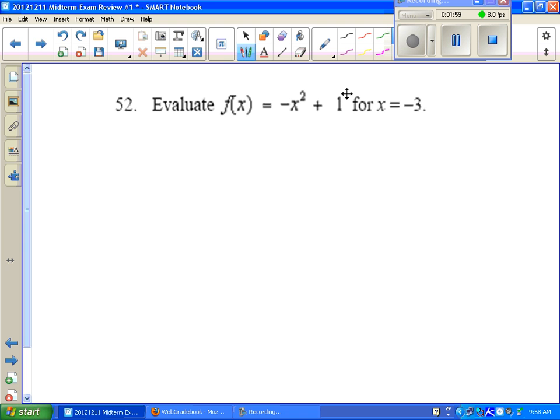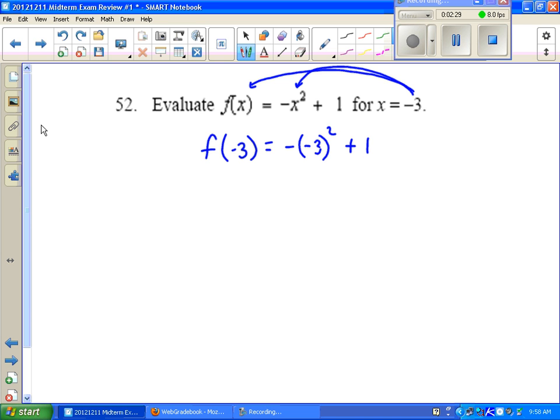Number 52, f of x equals negative x squared plus 1 for x equals negative 3. Okay, this is going to be a little confusing to a couple people. It'll lose a couple people. You got to plug in x's value, negative 3, there and there. So f of negative 3 equals, now there's already a negative here. So equals negative, and then you open your parentheses, negative 3. That's what we're plugging in, squared plus 1.